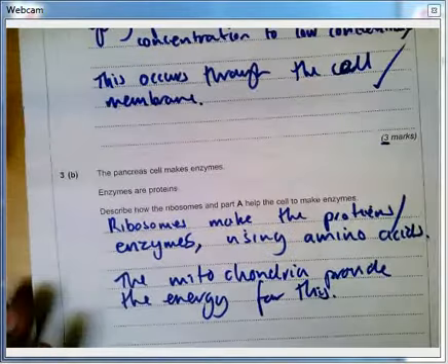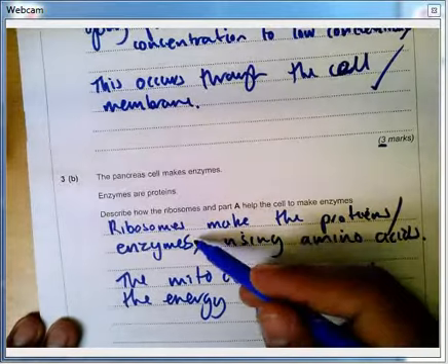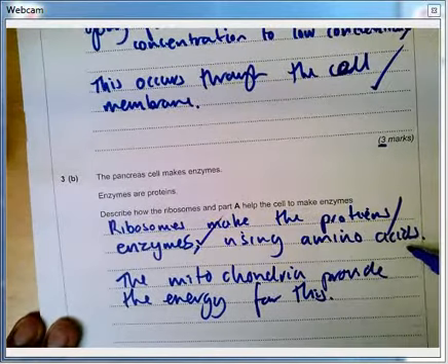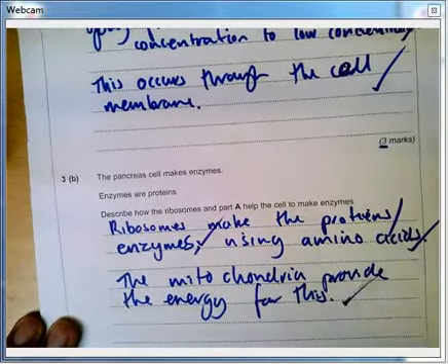There we go. Ribosomes make the proteins and enzymes, that's the first one. If you say they do it from amino acids, that's a second mark. Mitochondria provide energy for this. That's the third mark.